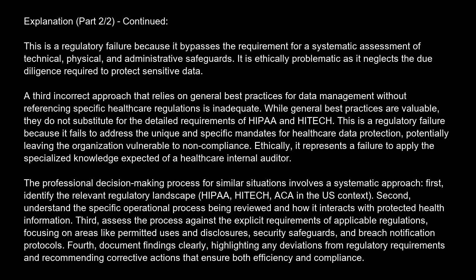The professional decision-making process for similar situations involves a systematic approach. First, identify the relevant regulatory landscape: HIPAA, HITECH, ACA in the U.S. context. Second, understand the specific operational process being reviewed and how it interacts with protected health information. Third, assess the process against the explicit requirements of applicable regulations, focusing on areas like permitted uses and disclosures, security safeguards, and breach notification protocols. Fourth, document findings clearly, highlighting any deviations from regulatory requirements and recommending corrective actions that ensure both efficiency and compliance.